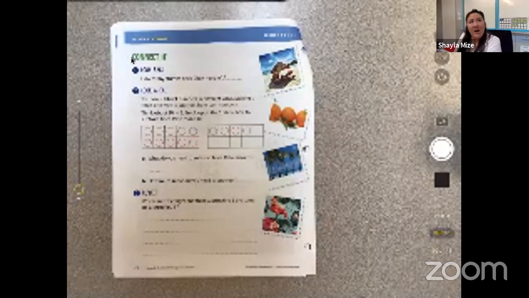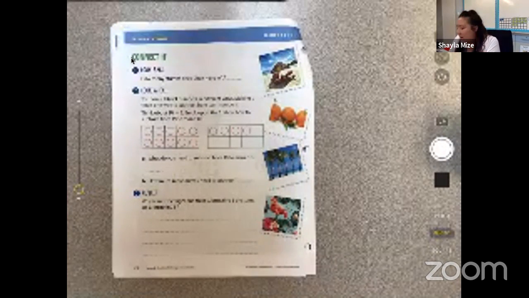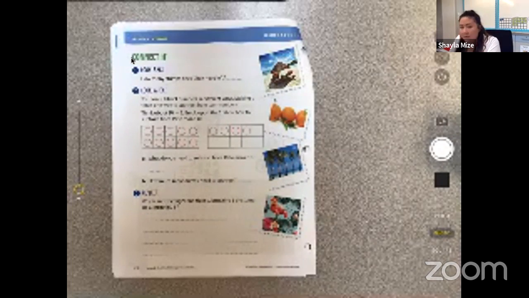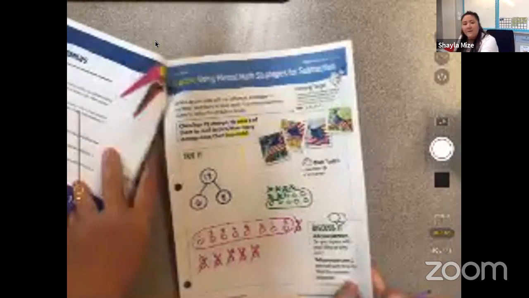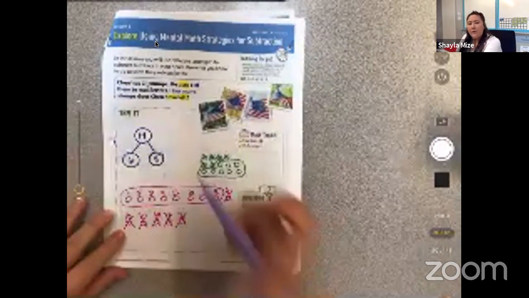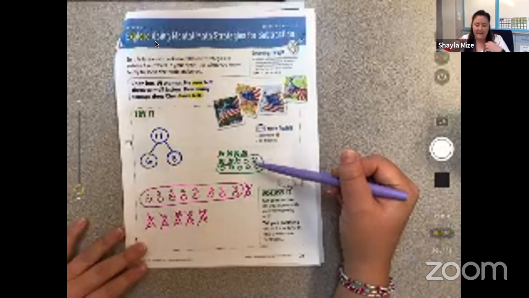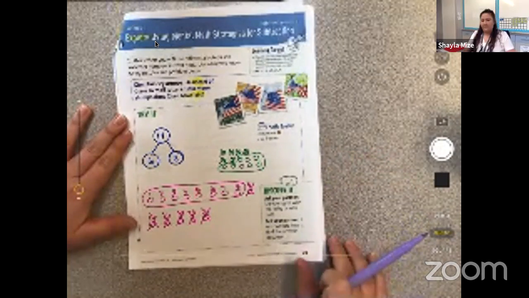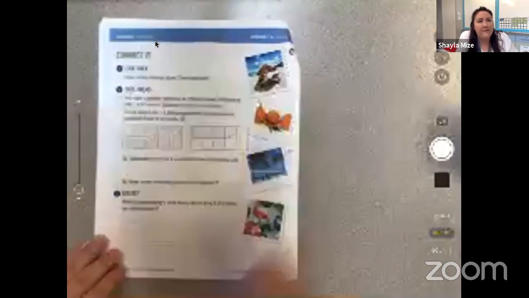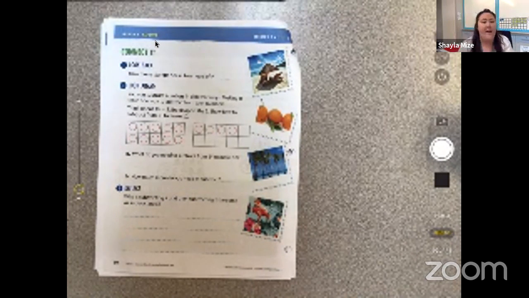Okay, so now we're going to talk about these. We shared some of our strategies. We did number bond, we did counters, we did counting on, all sorts of things on the front. So whichever method you used, now we're going to discuss page 30. Number 1, look back. It's going to be a little laggy, so just hang on. How many stamps does Chen have left?